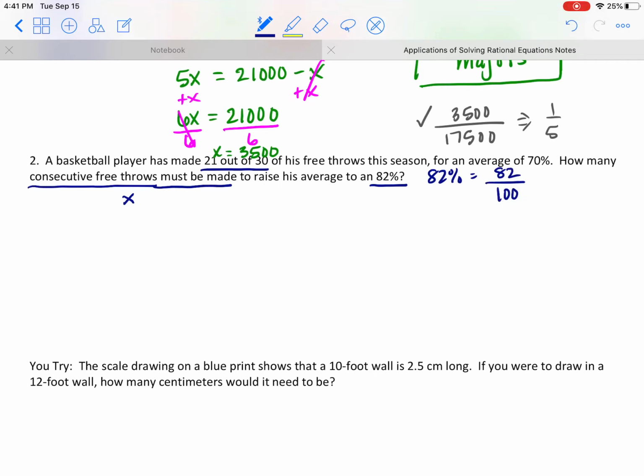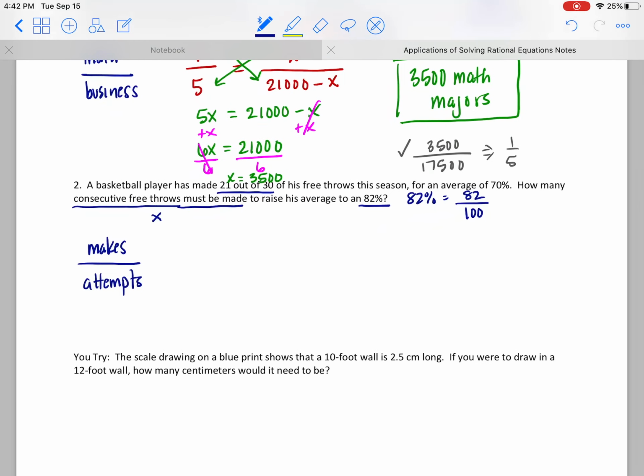So just like the last one, we set up the words first, which was math to business majors. Let's set up the words here. When we say 21 out of 30 or 82 out of 100, we're talking about shots made versus shots attempted. So we have the makes, and then we have the attempts. And if you were to flip that, as long as all of your fractions are flipped, you're going to be fine. So it doesn't matter which word you start with first. But the first fraction I'm going to write is with, again, that 21 out of 30. So 21 out of 30.